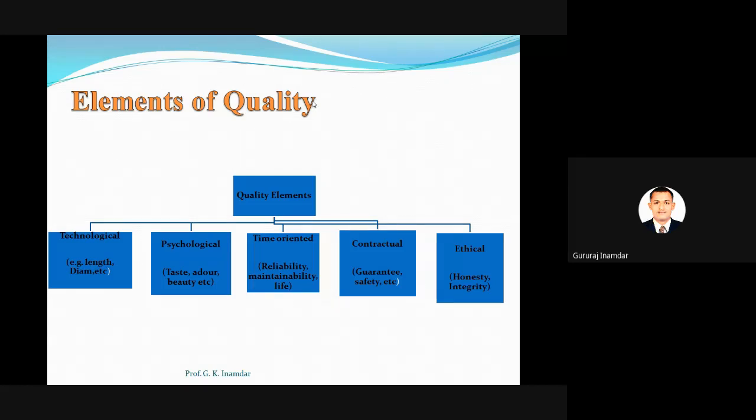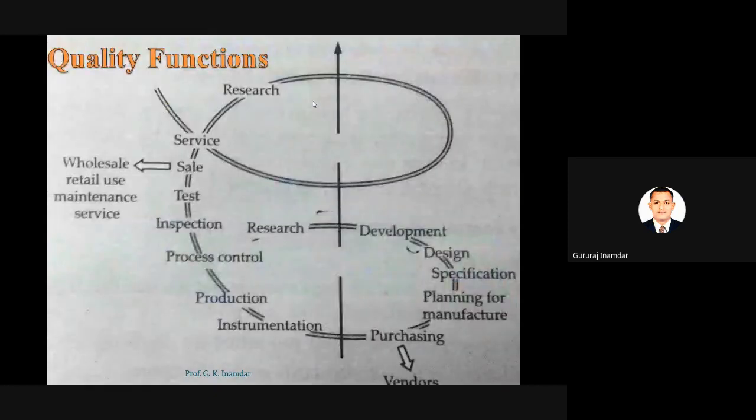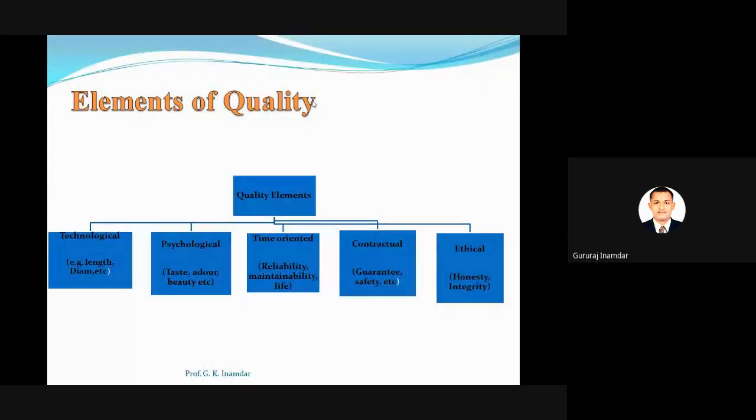Ethical factors, नैतिक factors म्हणतो आपण त्याला. Okay, honesty, विश्वास, integrity, एकाग्रता. So that factors are also important while improving the quality. Okay, so these are the elements of quality. It will add to the quality of your product. Okay, so then genuinely you will be stable in market. Okay, so these are the quality functions. We will study these quality functions in next lecture.